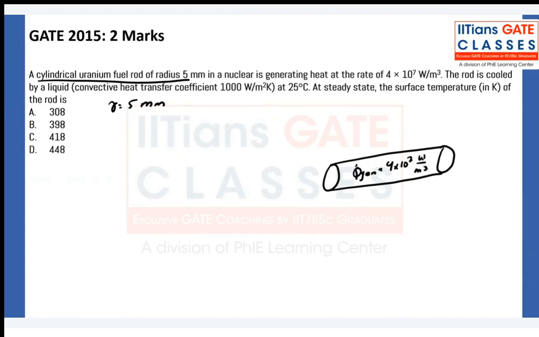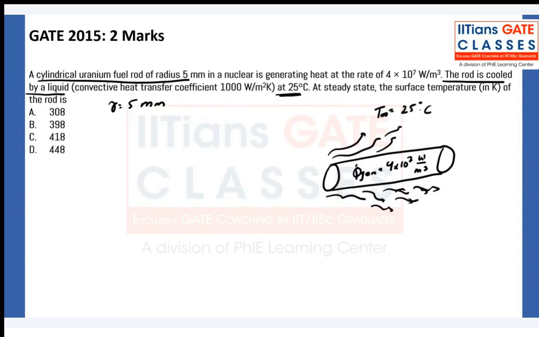Now the rod is cooled by a liquid at 25 degrees Celsius. So there is a fluid that is surrounding the rod. It is dipped in a fluid in a tank or somewhere. So the temperature of this fluid is 25 degrees Celsius, and heat transfer coefficient is 1000 watt per meter square. At steady state, we need to find out the surface temperature of the rod.